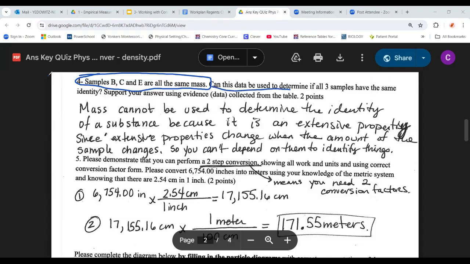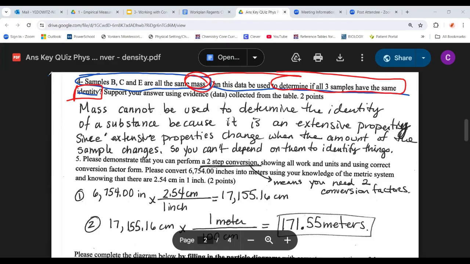But can this data be used to determine if all three samples have the same identity? So the first thing you have to do is answer that question. And the core of this question is, can mass be used to determine if all three samples have the same identity? The answer is no. Why? Now, the next question is why?